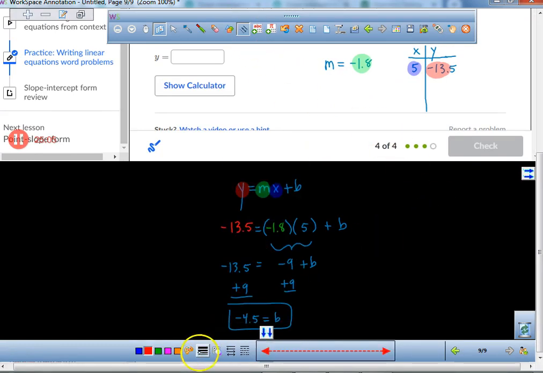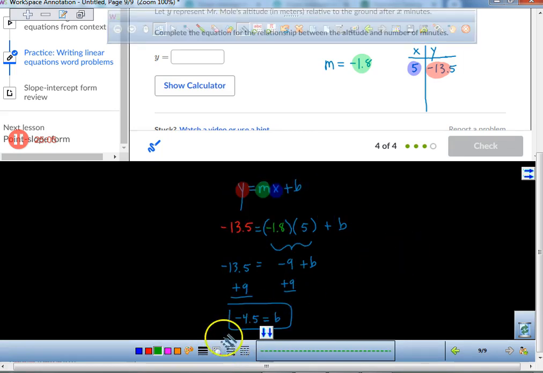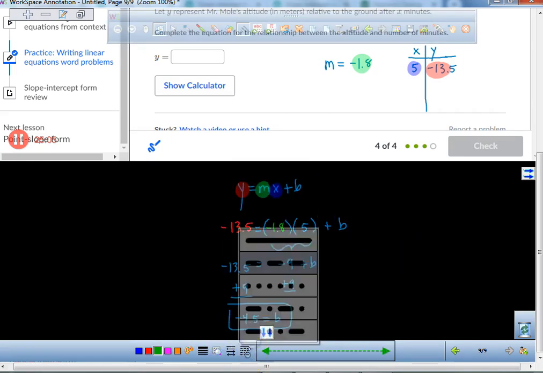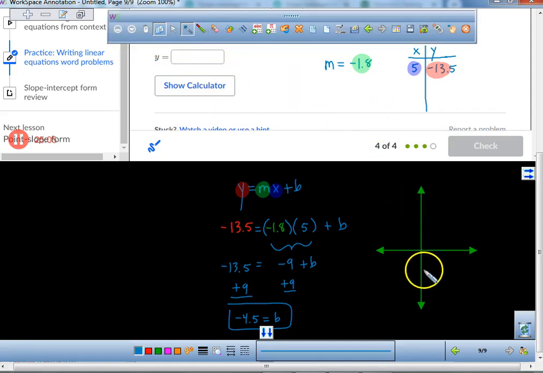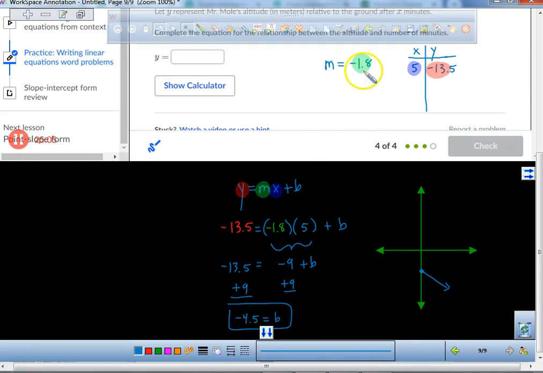So here's the kind of picture that you would see, all right, if we were to draw a picture of this. So imagine Mr. Mole, here we go, was in his burrow underneath the ground right here, and then from that point, he started digging down. And that's what's happening. All right, our y-intercept's negative 4.5, and our slope is negative 1.8.